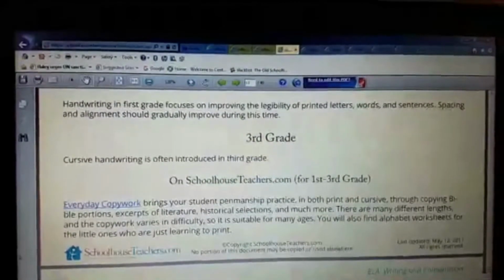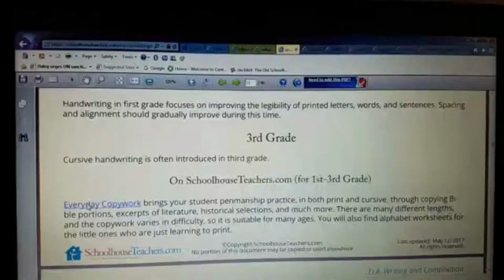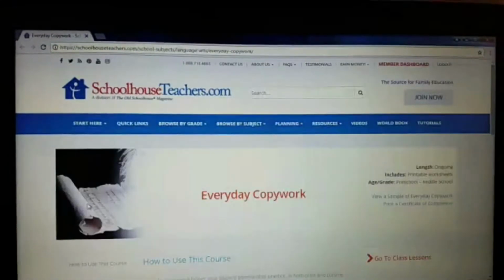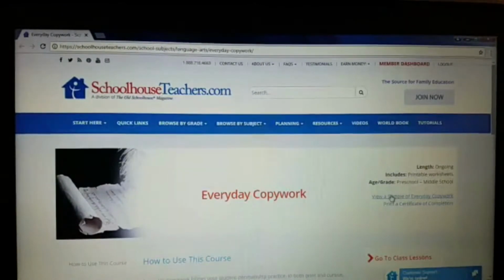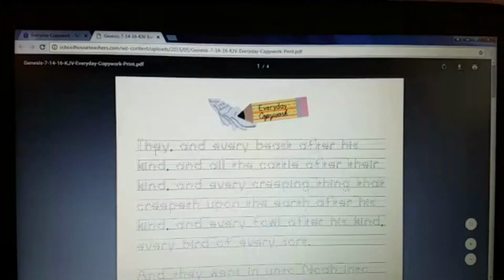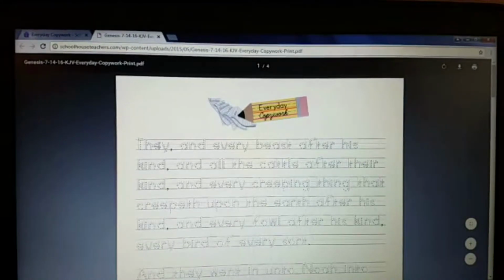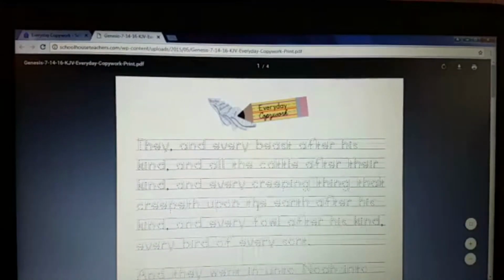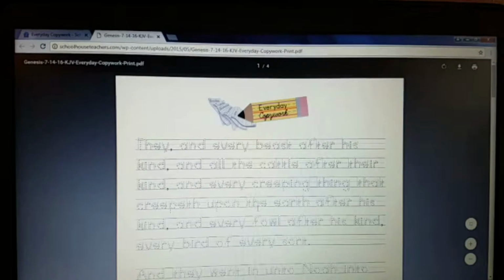everyday copywork is great. And this has sometimes Bible verses or sometimes things from classic literature that they can copy. See here, it has that. This is just a sample, but see how it shows them how to trace the words. And you can do cursive in that also.